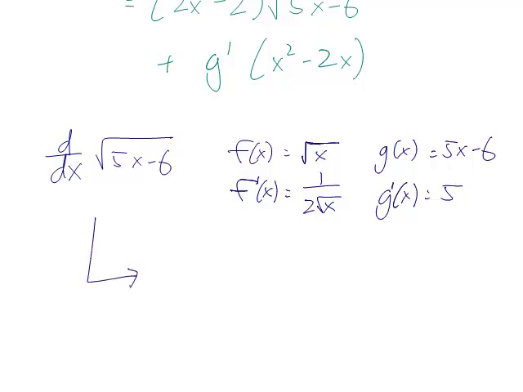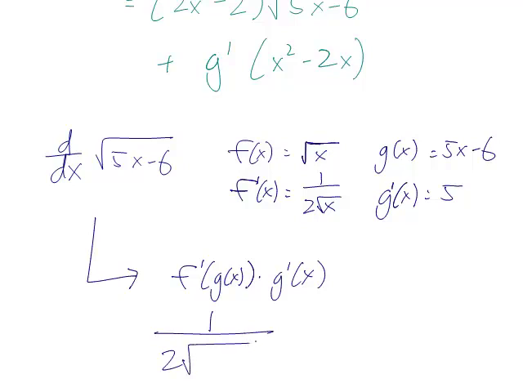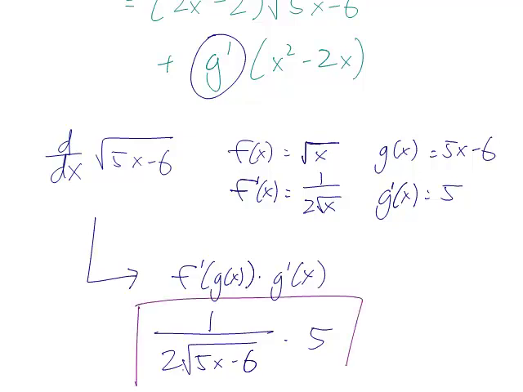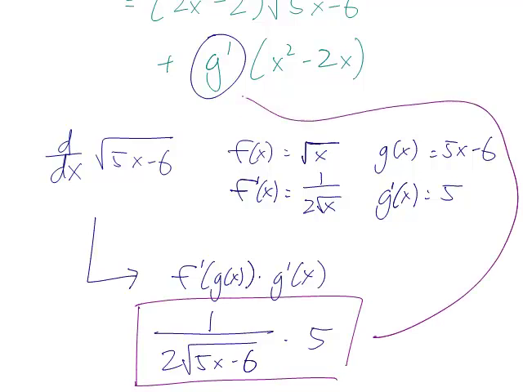This derivative is f prime g times g prime. F prime is 1 over 2 root of 5x minus 6, times g prime, which is 5. And so remember that this thing that we just got is actually g prime up in the product rule. So we can take this and put it in here for our final answer.